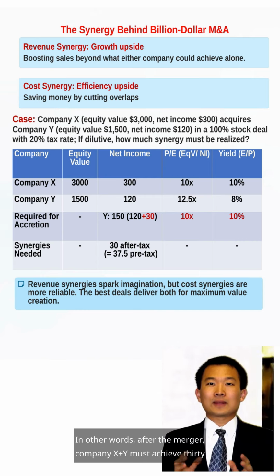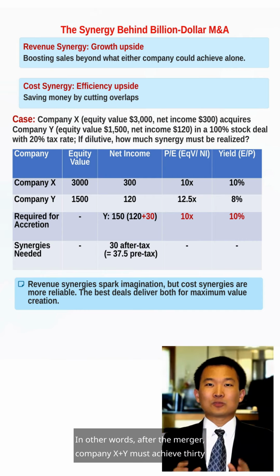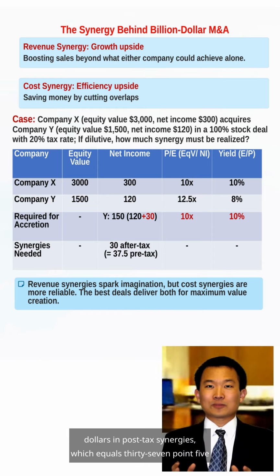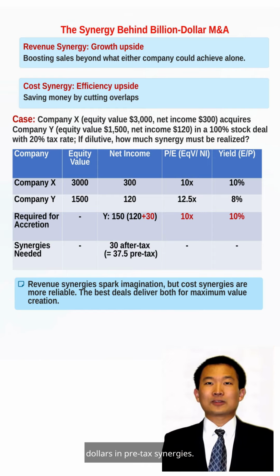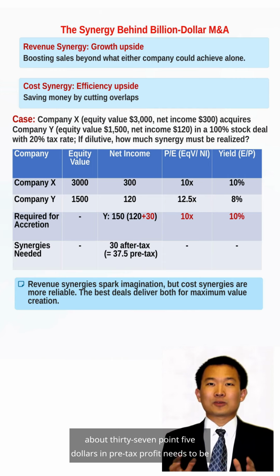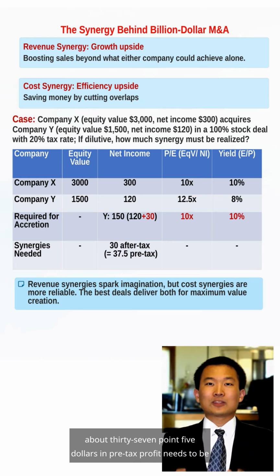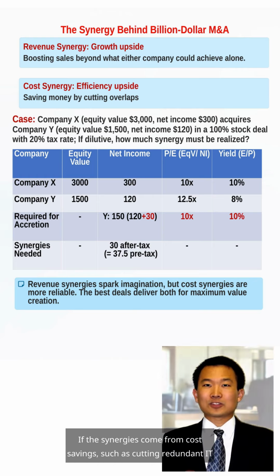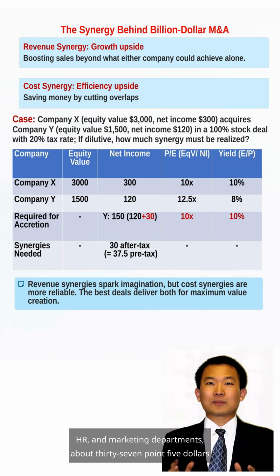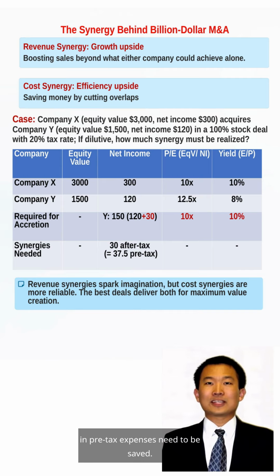In other words, after the merger, Company X plus Y must achieve $30 in post-tax synergies, which equals $37.5 in pre-tax synergies. If the synergies come from revenue, such as cross-selling new products, about $37.5 in pre-tax profit needs to be added. If the synergies come from cost savings, such as cutting redundant IT, HR, and marketing departments, about $37.5 in pre-tax expenses need to be saved.